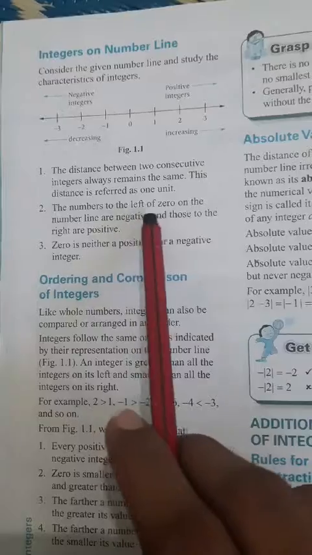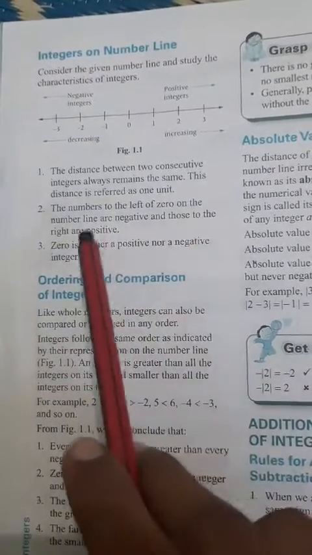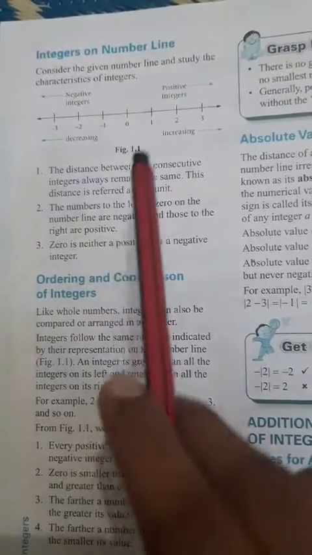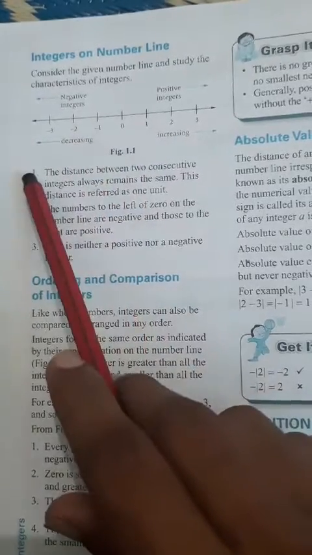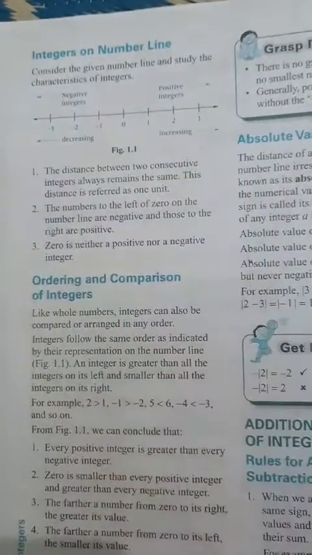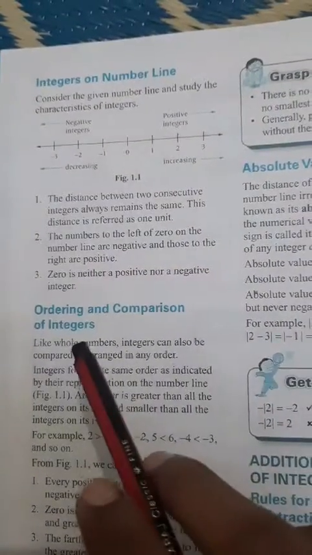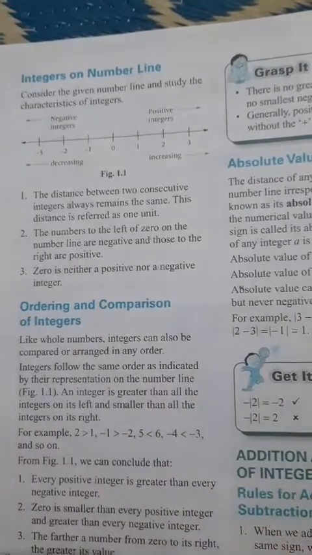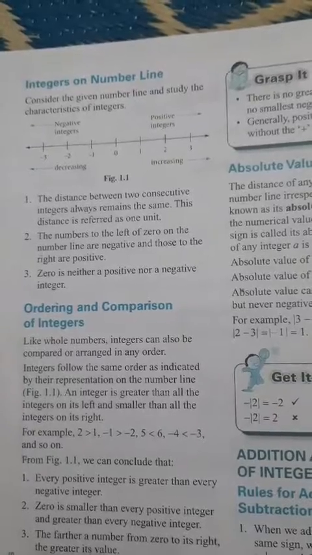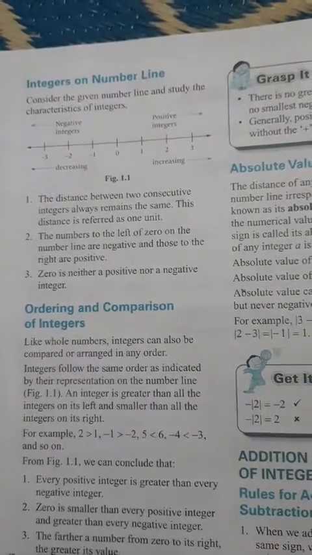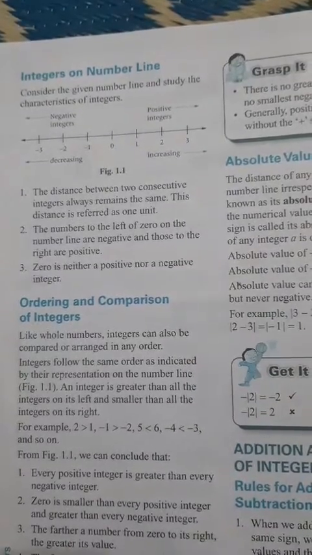The numbers to the left of zero on the number line are negative and those to the right are positive. The left hand side of 0 is negative integers and the right hand side is positive integers. Now 0 is neither a positive nor a negative integer, which means 0 is not positive and not negative. It is kind of neutral. 0 is not included in the positive integers, and at the same time it is not included in the negative integers.